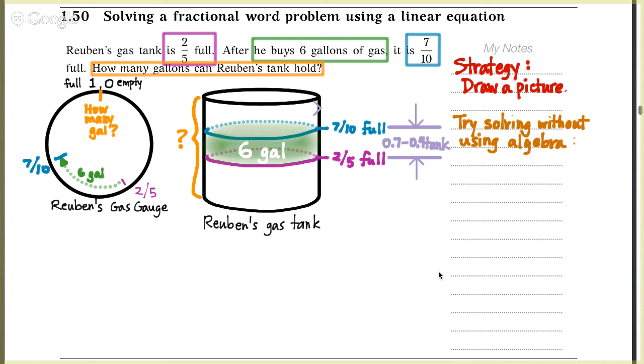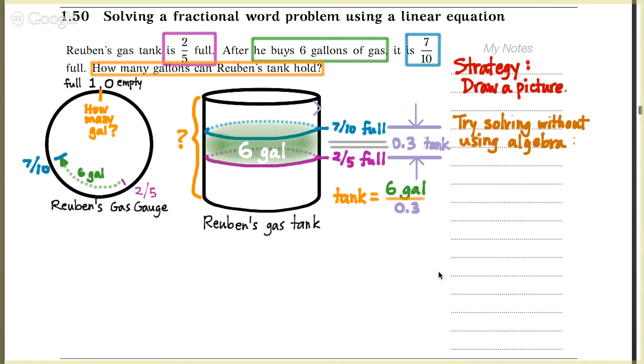Because it really is simpler to subtract two terminating decimals in their decimal representation instead of doing them with fractions. 0.7 minus 0.4, line them up and subtract a decimal point, is going to give me 0.3. So now I'm able to say that the 6 gallons that Ruben just bought makes up 0.3 of his tank. The question then is, if 6 gallons is 0.3 of the tank, then how much is the tank? Well, it's going to be 6 gallons divided by 0.3.